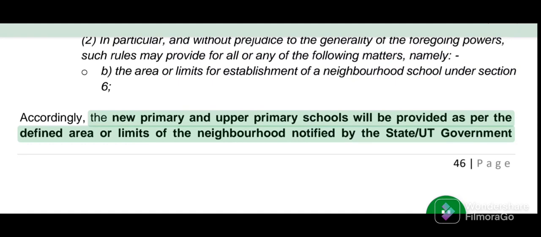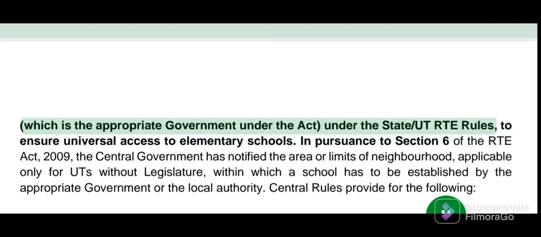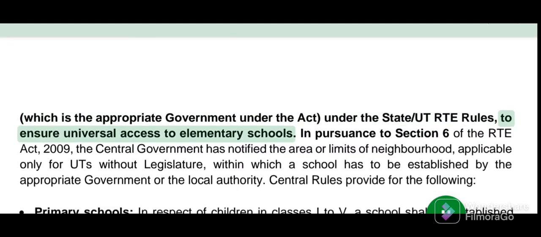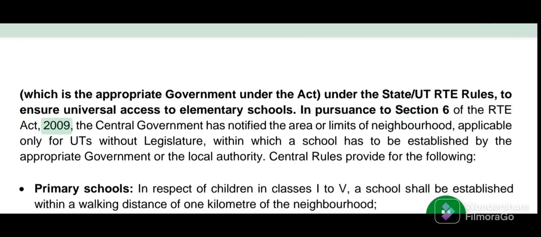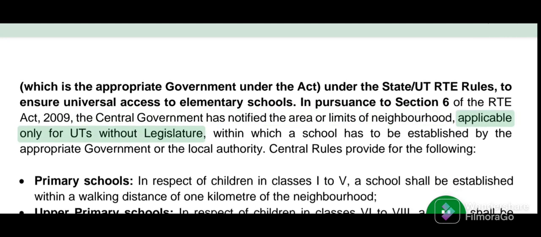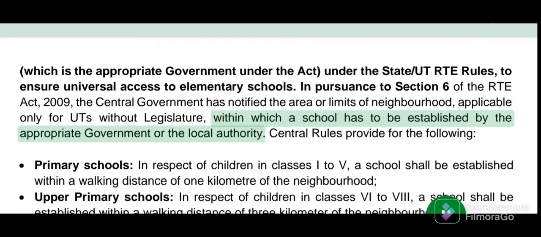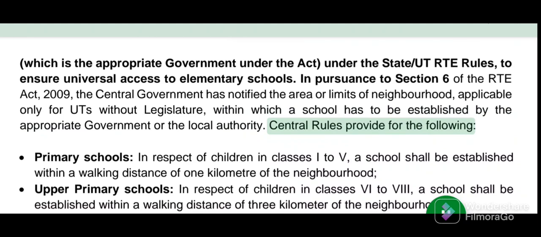Accordingly, the new primary and upper primary schools will be provided as per the defined area or limits of the neighborhood notified by the state/UT government, which is the appropriate government under the Act under the state/UT RTE rules, to ensure universal access to elementary schools. In pursuance to Section 6 of the RTE Act, 2009, the central government has notified the area or limits of neighborhood, applicable only for UTs without legislature, within which a school has to be established by the appropriate government or the local authority. Central rules provide for the following.